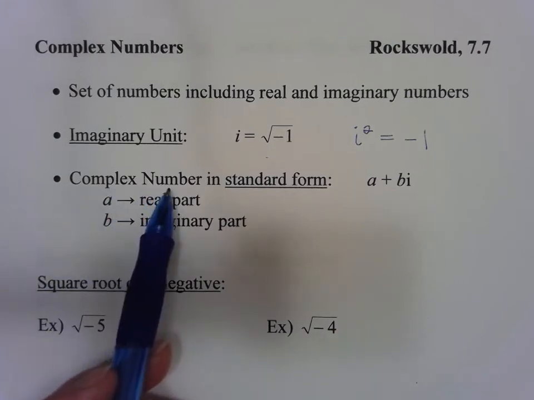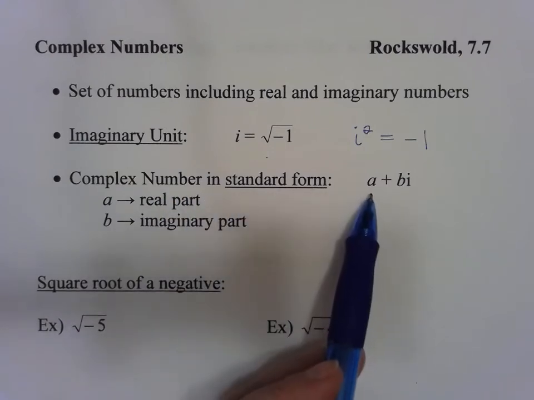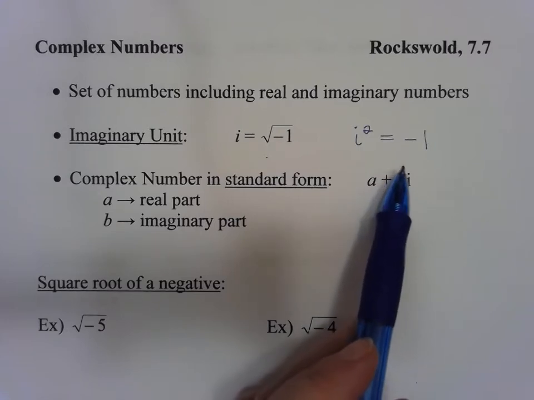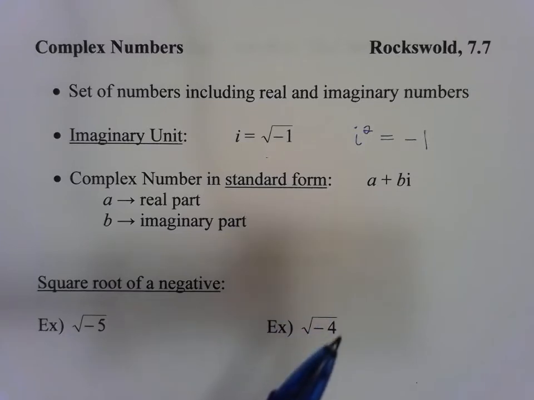Okay, when we write a complex number, we usually write it in this form, a plus bi, where a is called the real part. It's just a regular real number. And bi, because it's multiplied by i, is called the imaginary part. And b is still a real number, but it's multiplied by i.